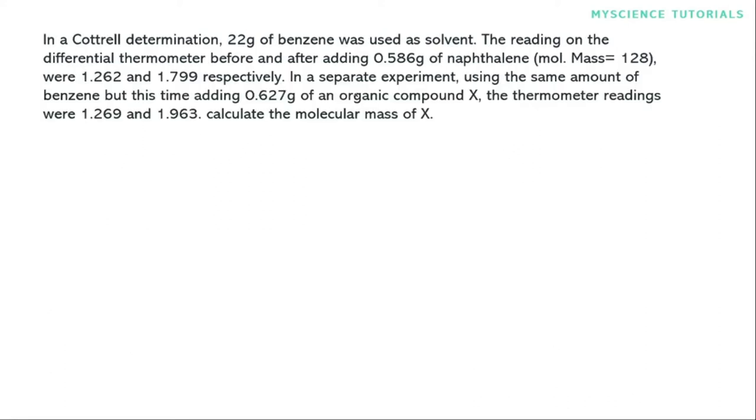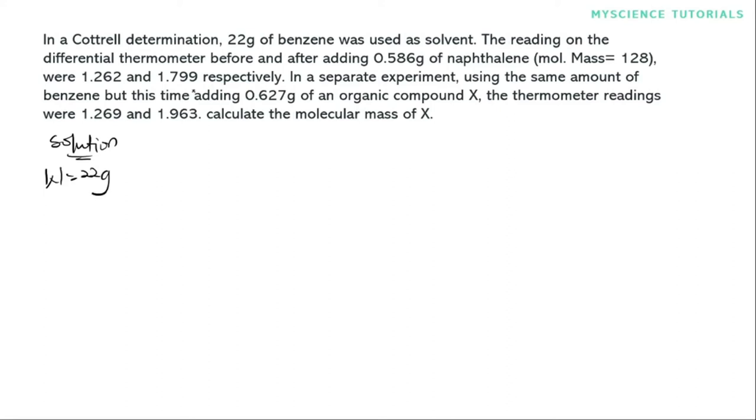All right, let's have a look at one final example. Now, in a cryoscopic determination, 22 gram of benzene was used as a solvent. All right, so let's write down our solution. So we have here 22 gram of benzene was used as a solvent. So we know our capital W is 22 grams.